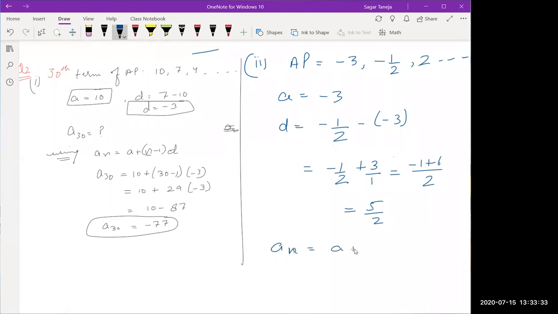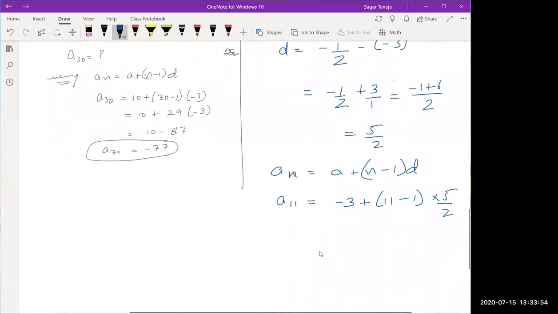An is equal to a plus n minus 1 d. And in the same way, a11 is equal to a plus 11 minus 1 d, where we can put all the values. The value of a is minus 3, n is 11, and d is 5 by 2. Minus 3 plus 10 into 5 by 2, and this is 5. So it is minus 3 plus 25.